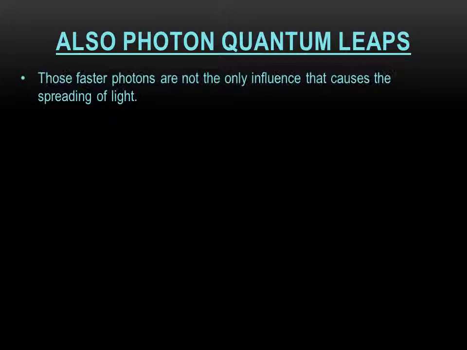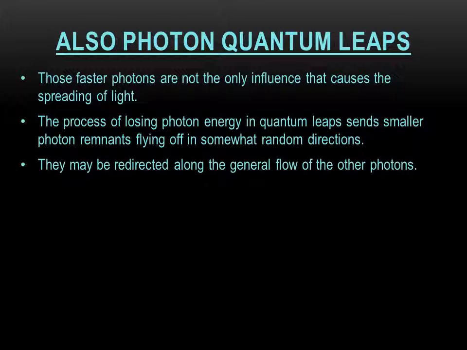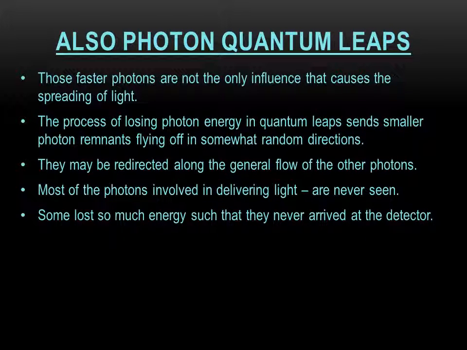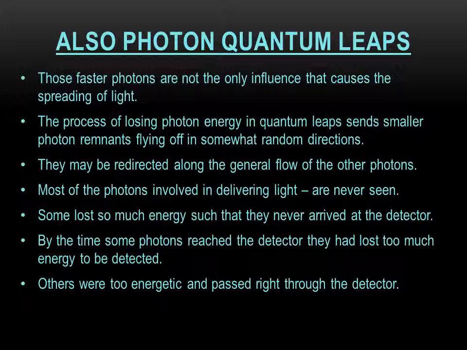Those faster photons are not the only influence that causes the spreading of light. The process of losing photon energy in quantum leaps sends smaller photon remnants flying off in somewhat random directions. They may be redirected along the general flow of the other photons, but most of the photons involved in delivering the light are never seen. Some lost so much energy that they may never arrive at the detector. And by the time some photons reach the detector, they've lost too much energy to be detected. Others were too energetic and passed right through the detector.